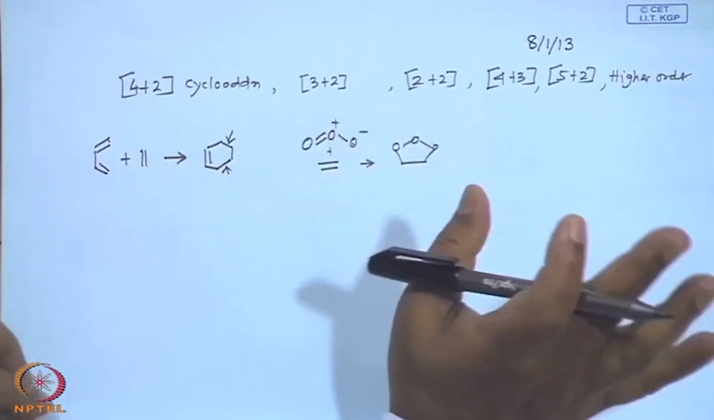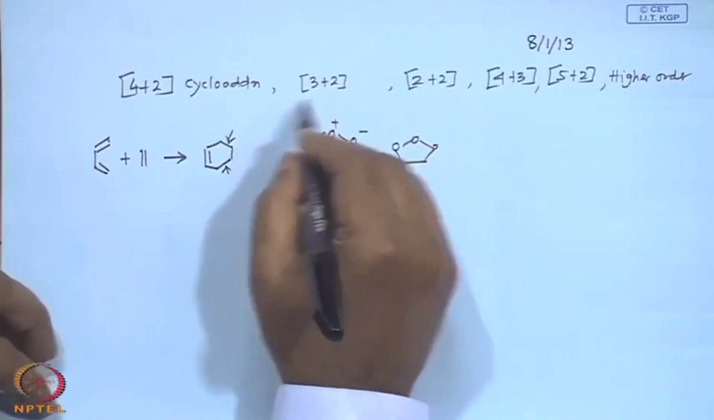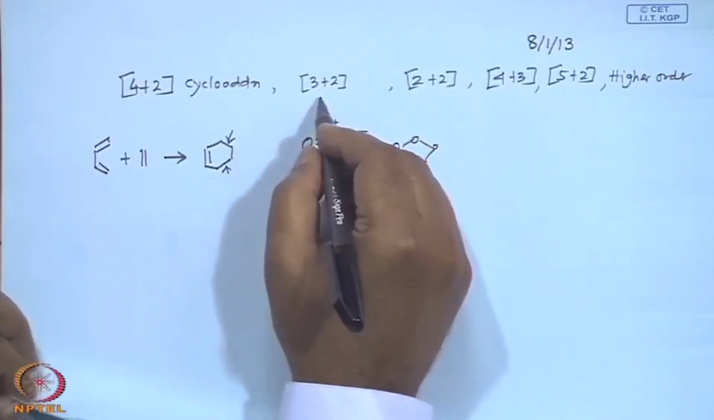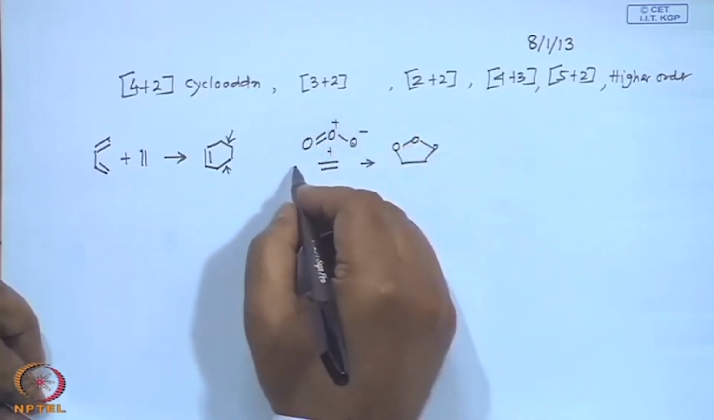So, these are the definitions, and there are some other things. Next to 4 plus 2, 3 plus 2 is also very important. It has another name, I do not know whether you know or not. What is the name?